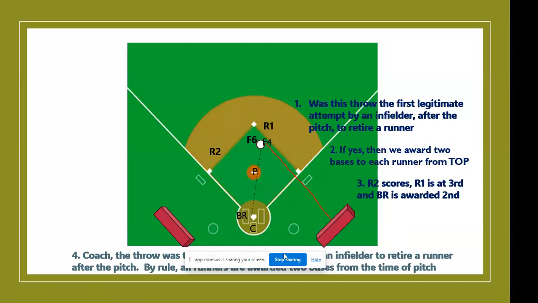Coach, this throw was the first legitimate attempt by an infielder to retire a runner after the pitch. By rule, all runners are awarded 2 bases from the time of pitch. He's not going to be happy with that, but when we can quote rules to some degree, it'll typically settle them down. But remember that, because his team, we stopped the runner at third base.